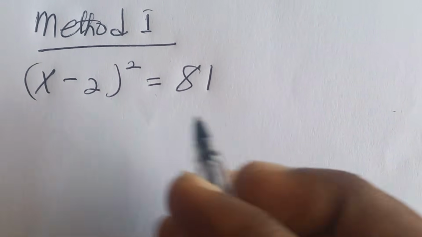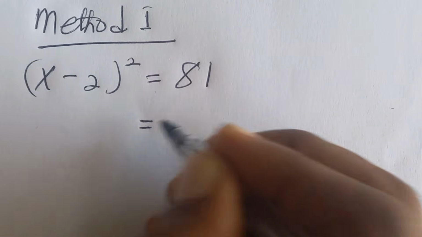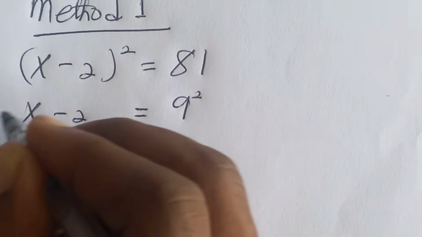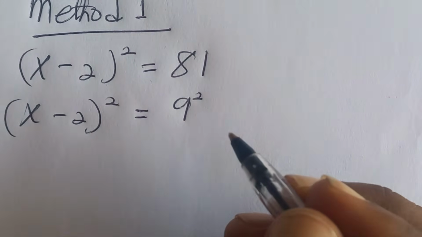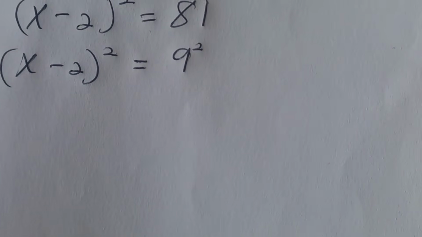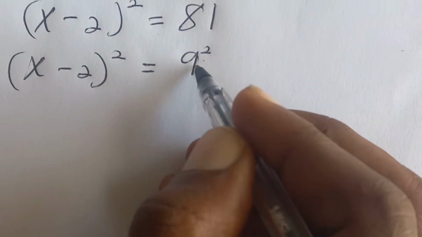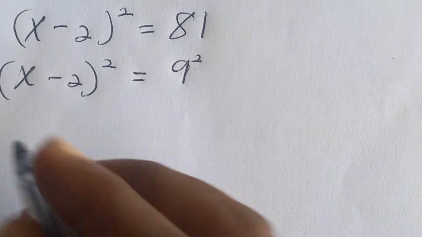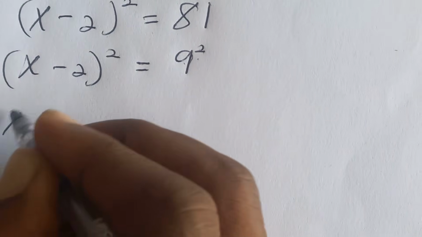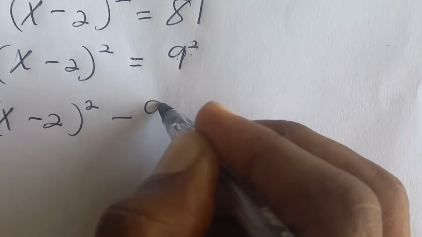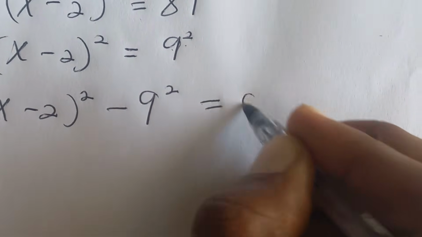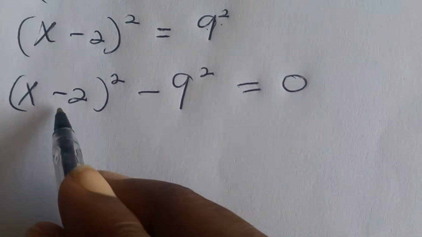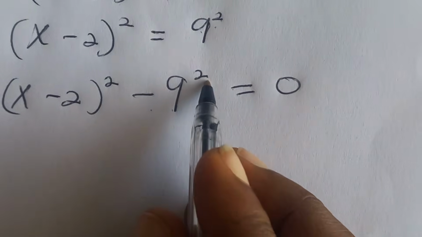With this 81, we can express it as 9 squared. So we have (x minus 2) all squared is equal to 9 squared. Now, you can let 9 squared come to the left hand side. So we are going to get (x minus 2) all squared minus 9 squared is equal to 0.